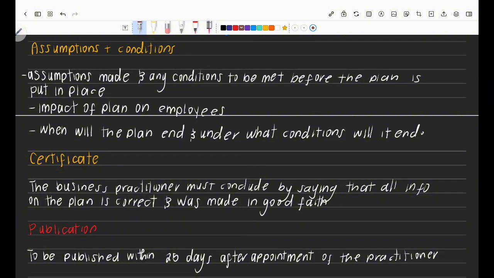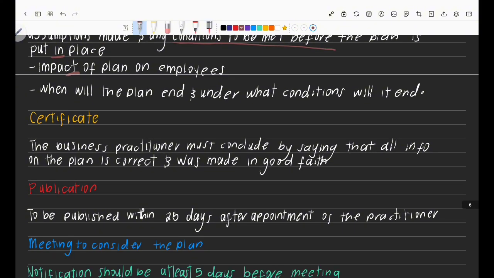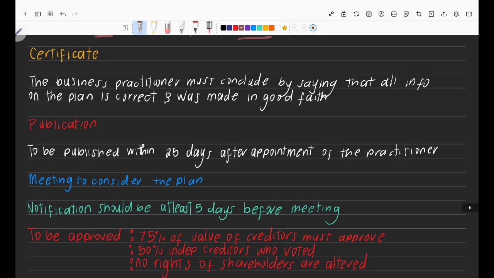And then assumptions and conditions, that's another component. Assumptions need to tell us the assumptions made, any conditions that need to be met before the plan is put in place, the impacts of the plan itself on employees, when will the plan end, and under what conditions will the plan end, right? And lastly, it needs to end with a certificate. In the certificate, the business practitioner must tell us that what was in the plan was correct, and it was done in good faith. It was correct and it was done in good faith, right?